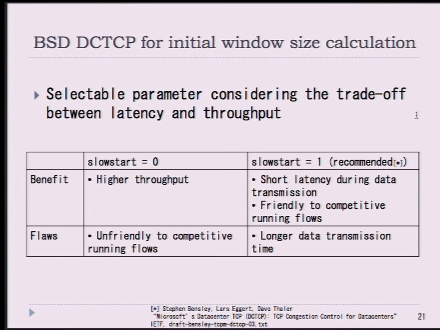If you set the parameter slow start to zero, you can get higher throughput, but it's unfriendly to competing flows. If you set slow start to one, which is recommended in the DCTCP draft, the benefit you receive is shorter latency and friendliness to competing flows.